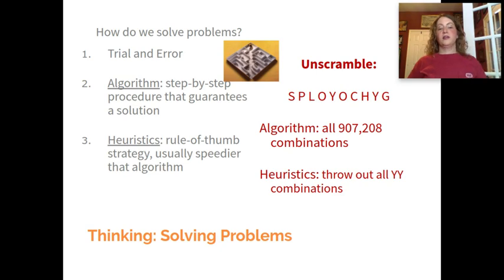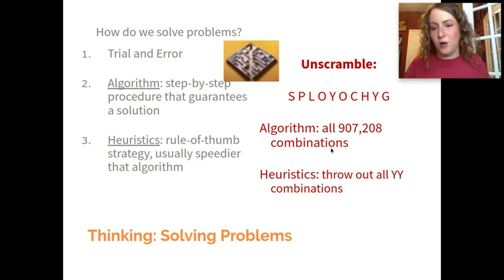So a heuristic is a rule of thumb strategy. It is basically using your best guess. Sometimes you're right. That's the good thing about heuristics: sometimes you're right. Of course, the bad thing is that you can totally be wrong with the best guess. It is quicker though than an algorithm.